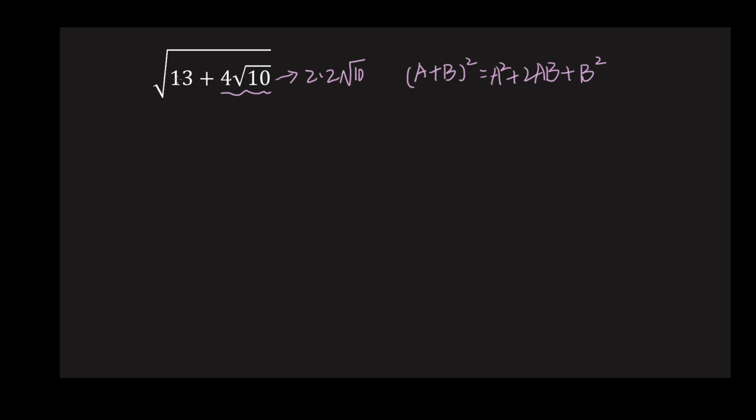And it is easy to know 13 corresponds to a squared plus b squared, and 2 square root 10 corresponds to a times b. Let's split it into two parts: 2 and square root 10. This squared is 4 and this squared is 10. 4 plus 10 is 14. It's not the right answer.